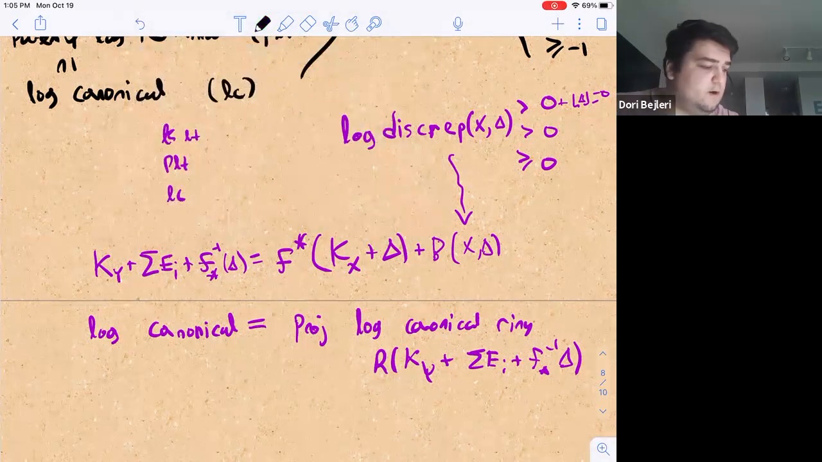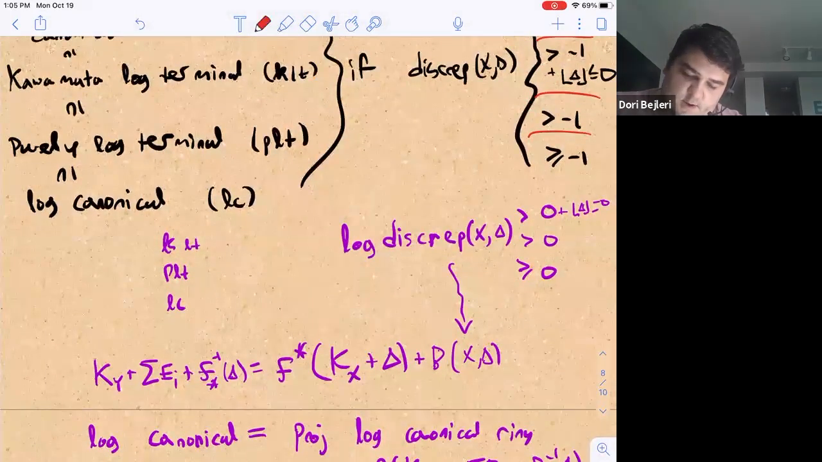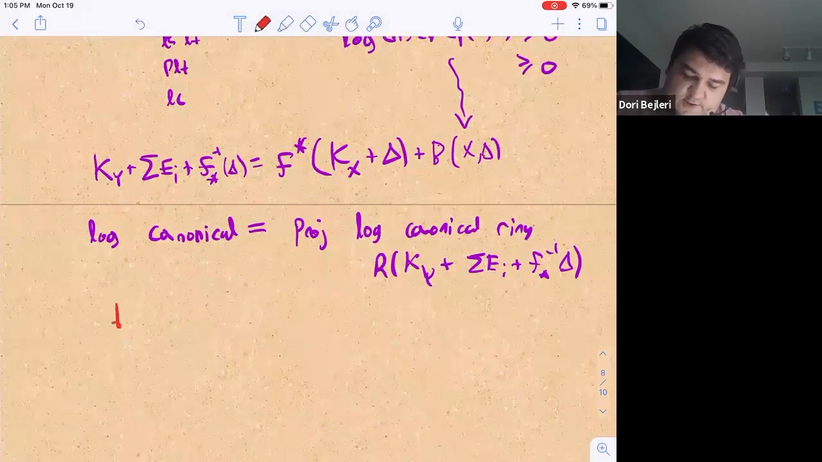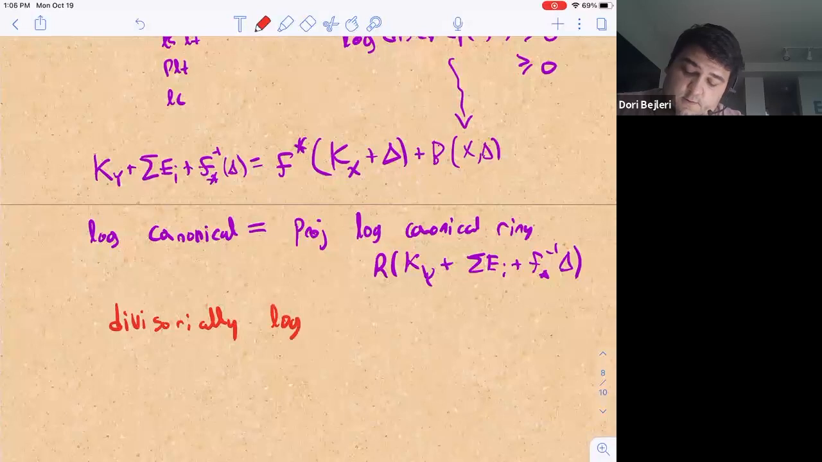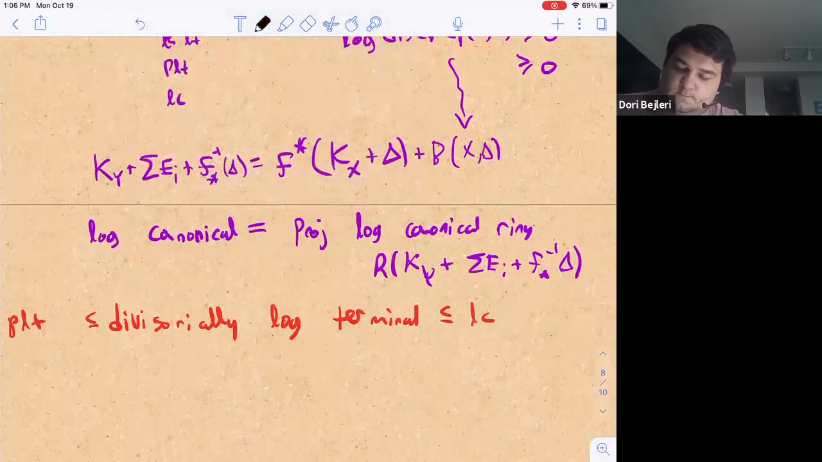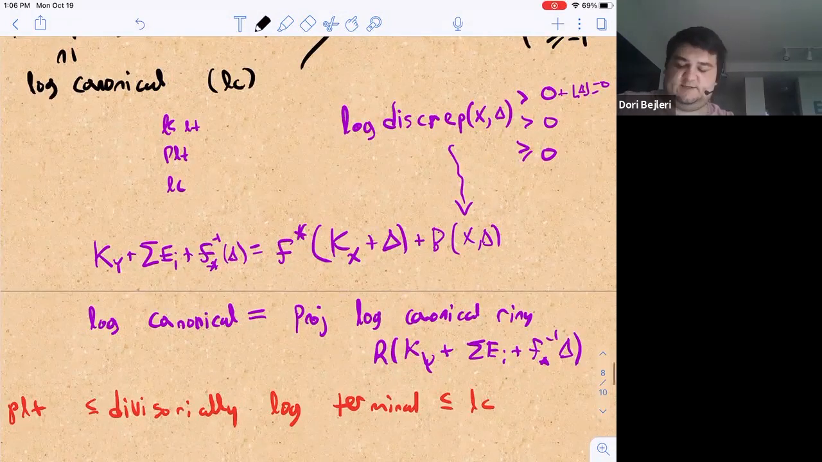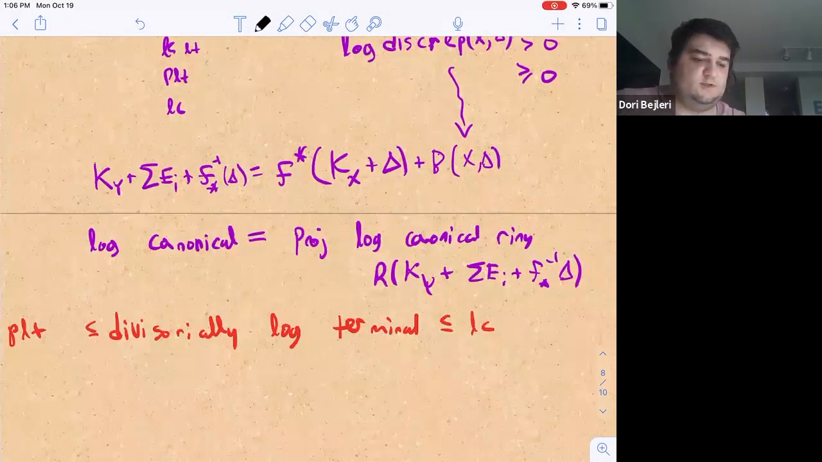Some more remarks. So there's another class that we'll define very soon called DLT, divisorially log terminal, but the definition is a little more subtle, so it doesn't just fit into this table. And this is contained in log canonical, and it's more general than PLT. I should just say all my remarks to then explain why we need DLT at all.